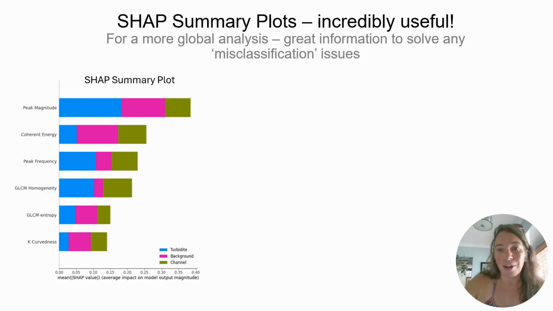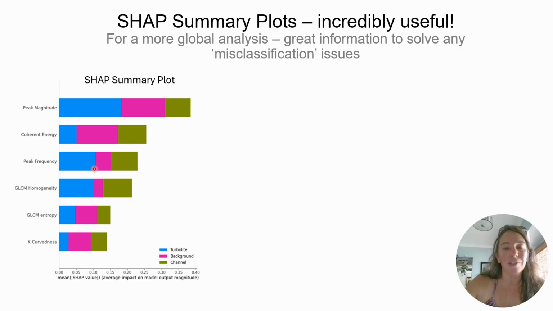Let me turn on my pointer because I always forget to. So it's got the longest bar here, okay? So it was one of the most important features or attributes in this classification scheme. But what you can also see is how much it mattered relatively for each different class. You can see here that for peak magnitude, the blue bar is the longest, so that is for turbidites, and that tells you that peak magnitude was very important for turbidites.